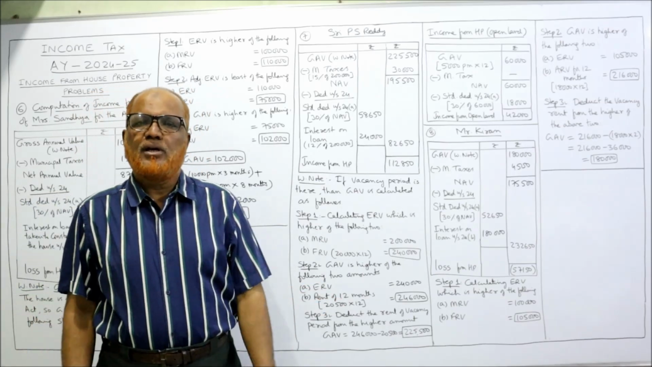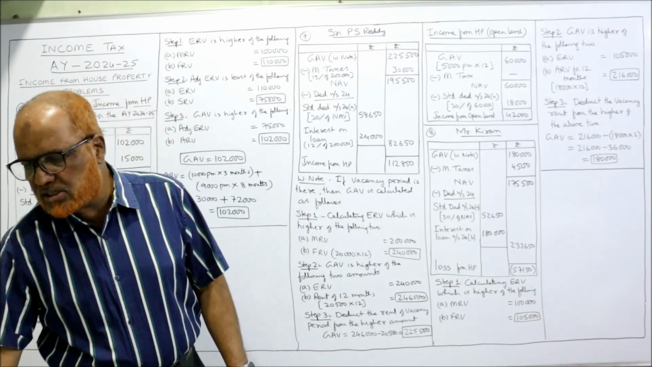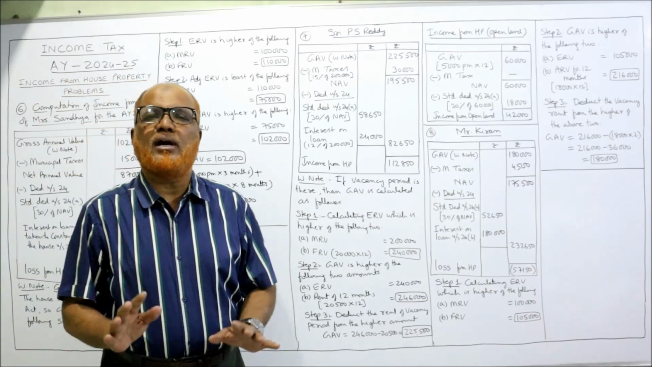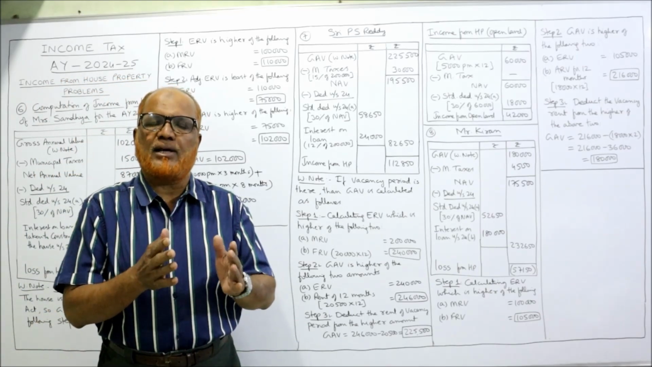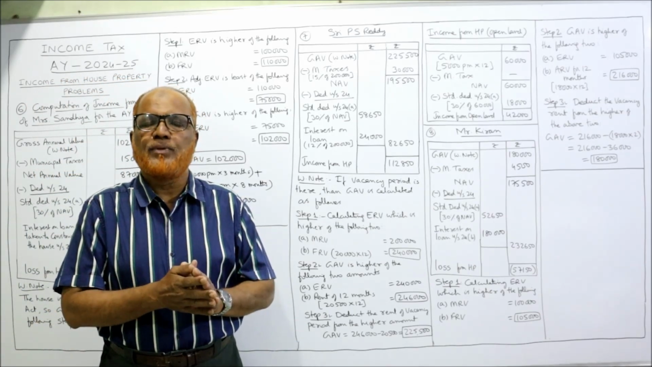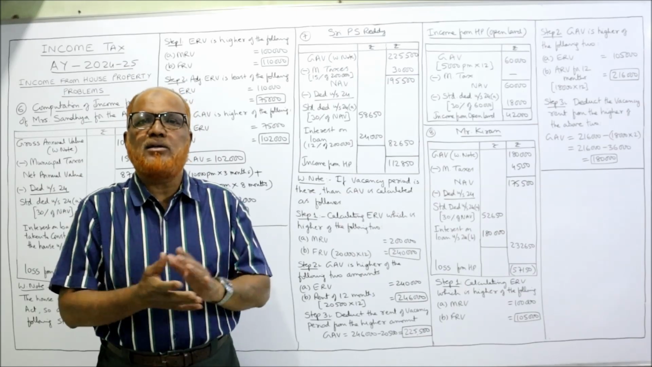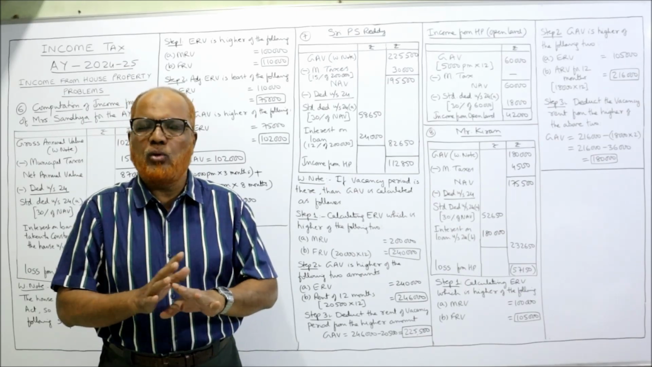That's all. So after completing the answer, you must give a note that no deduction will be allowed for repairs, collection charges, ground rent, or brokerage paid to get the loan. No deduction will be allowed.